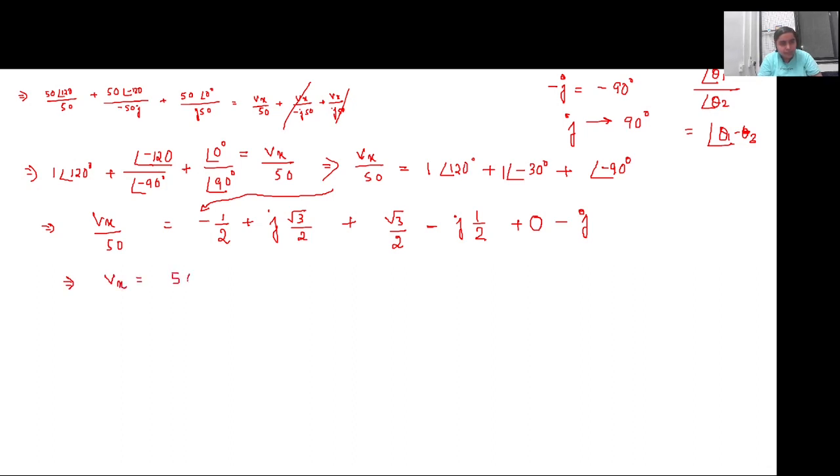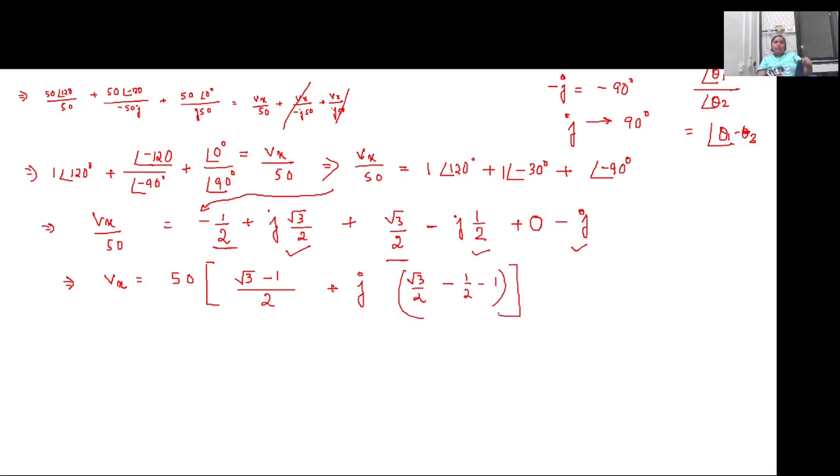So Vx is equal to 50 into, let's take out the j and real parts separately. So it is root 3 by 2, this is one part, and minus half. So it is root 3 minus 1 by 2 plus j, it is root 3 by 2 minus half and minus j. So it is root 3 by 2 minus half minus 1. Is it fine? Yes, ma'am.